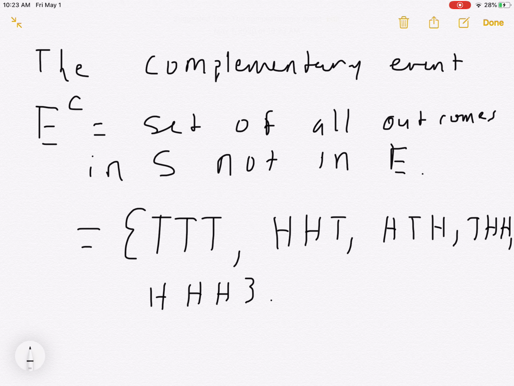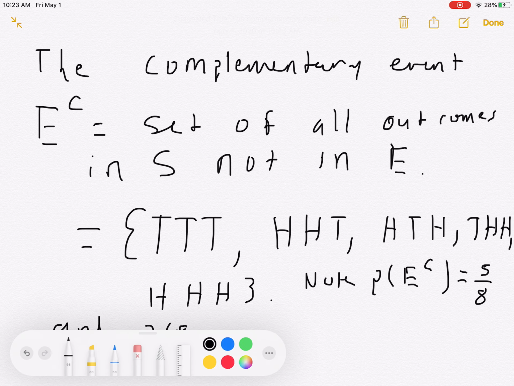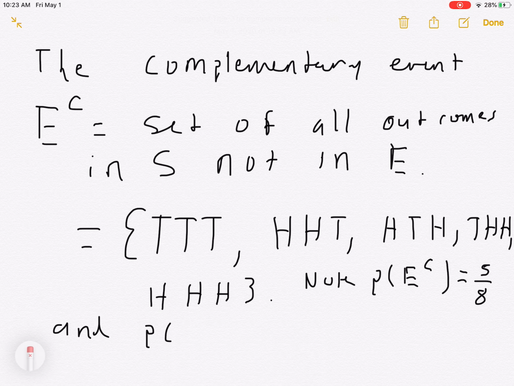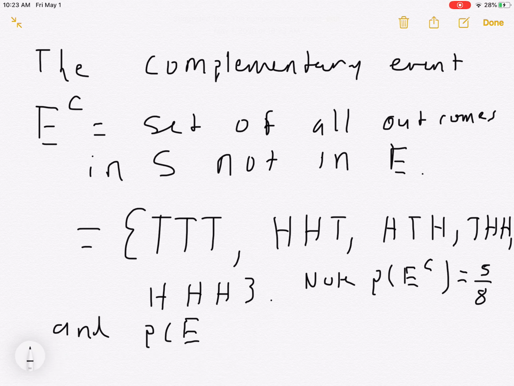Notice here, P of E complement, well, that's 1, 2, 3, 4, 5. That's 5/8. And we can also notice that the probability of the complementary event plus the probability of the event add up to 1. That's always true, just by definition.